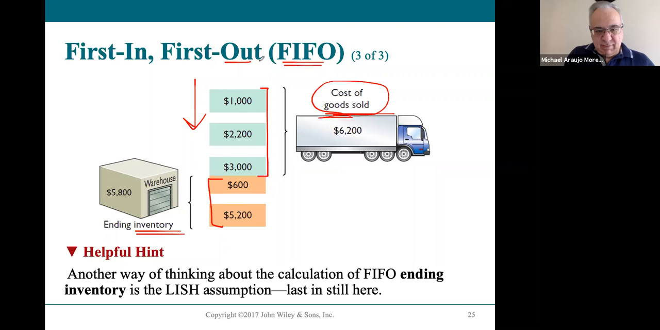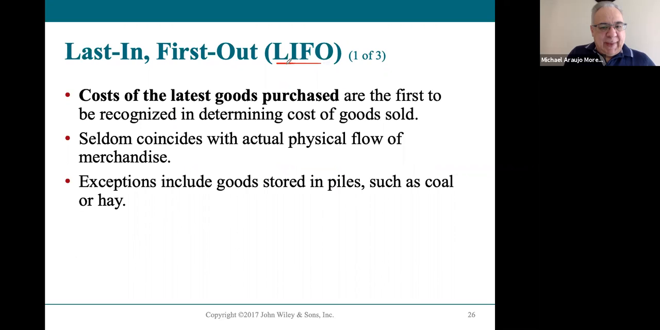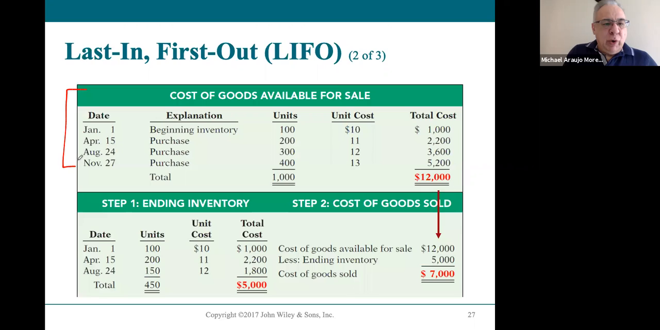LIFO is looking at that list in reverse. The last ones on that list are assumed to be the first ones we sold. Okay. So let's go back to our list. Here's our list again. Which are the last ones in of this list? Well, the November purchase is the last ones in, right? So under LIFO, if we sold 550 units, the last ones in are the first ones we've sold.